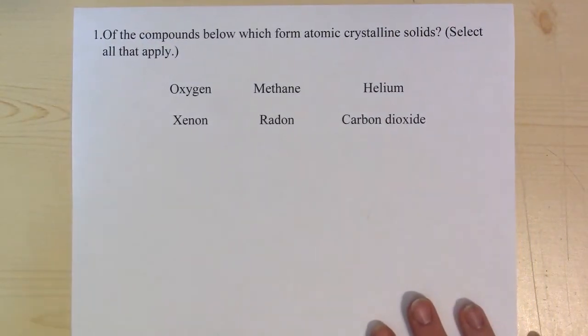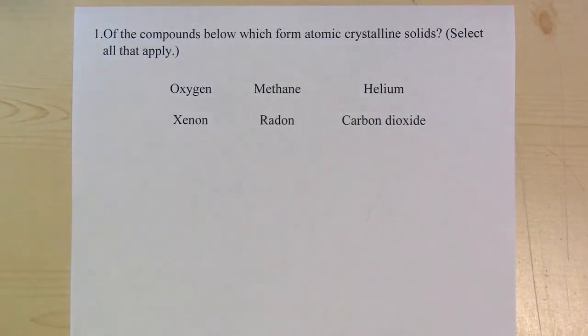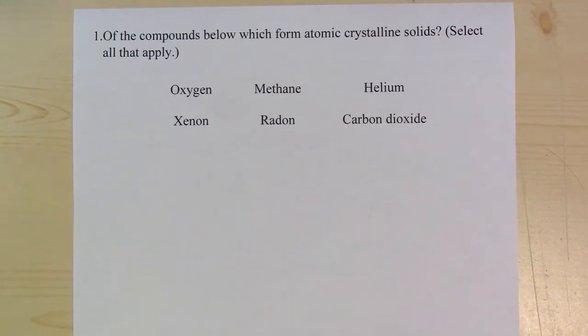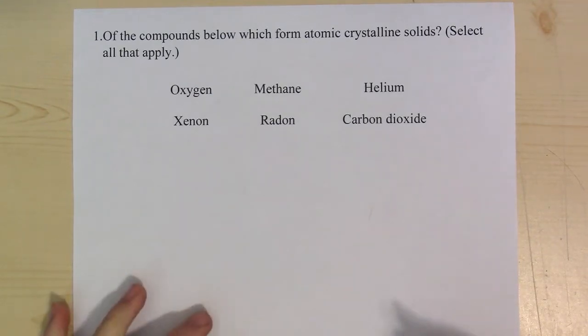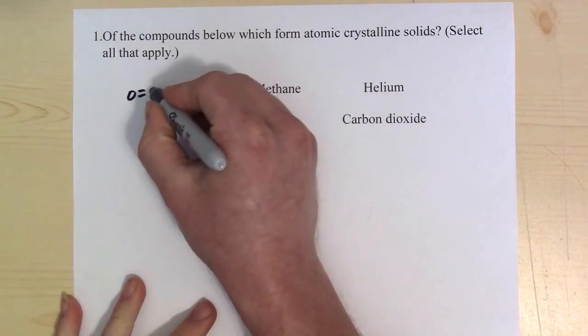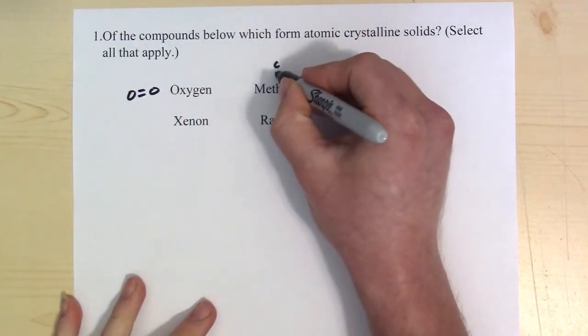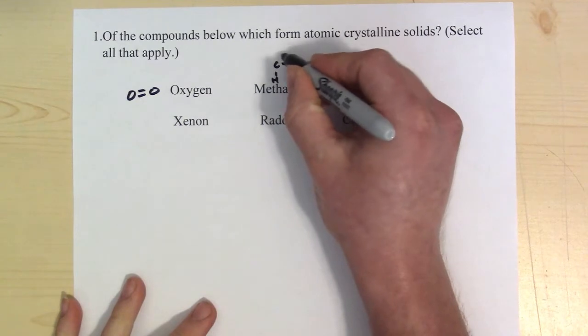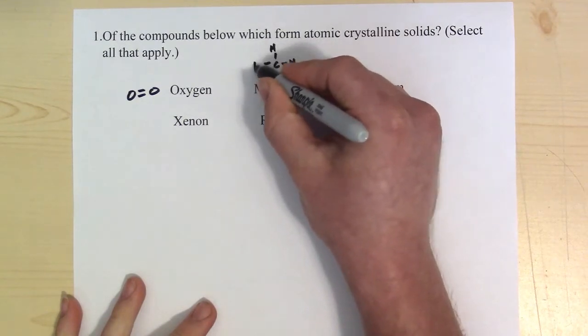Question 1 asks, of the following compounds, which below forms an atomic crystalline solid? And we want to select all that apply. So probably the easiest way to do these types of problems is to draw the structures if you know what they look like. So we'll do that for each of these molecules here.